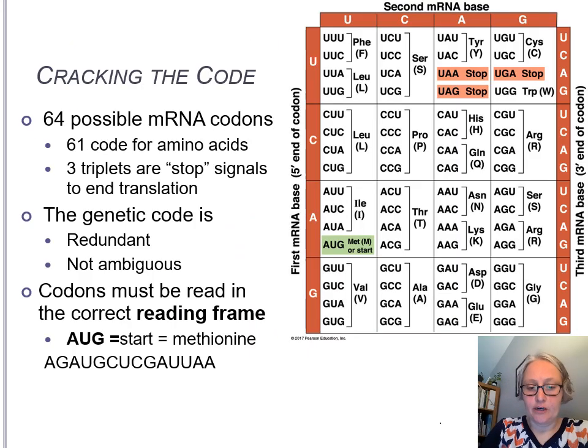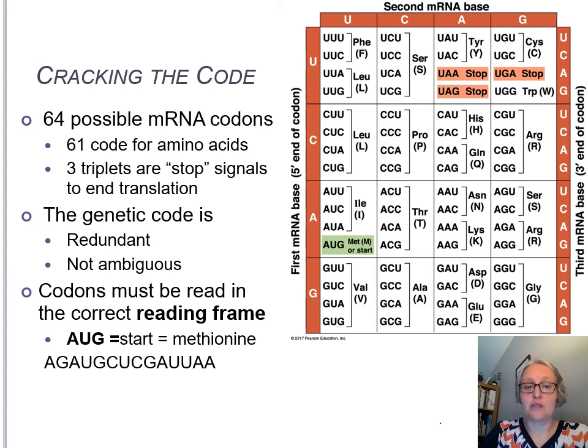So what I've done here is I've shown you the genetic code. This is a chart that you do not need to memorize, but you do need to feel comfortable using. It turns out that there are 64 possible different mRNA codons. So 64 different combinations of A's, U's, G's, and C's. And we know what each one of these codons will code for. 61 code for amino acids.